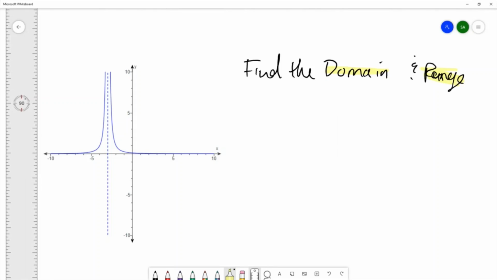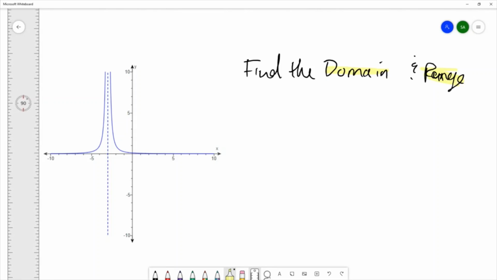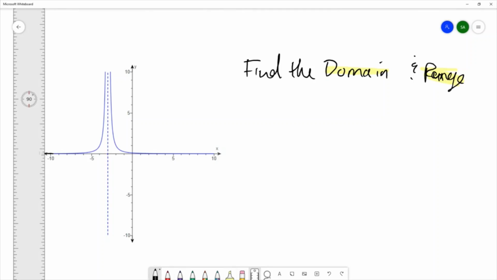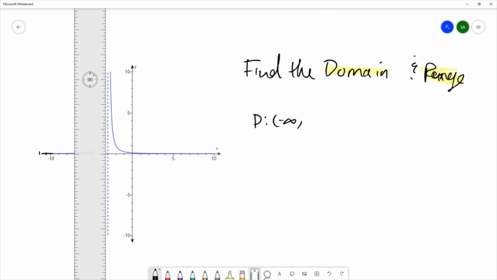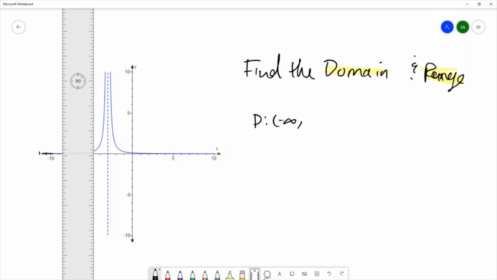It's a little bit hard to tell, but I believe this line is continuing on forever here. So I would say that this domain starts at negative infinity and continues until we get to this vertical dashed line here. We're assuming that this line continues on forever as well.